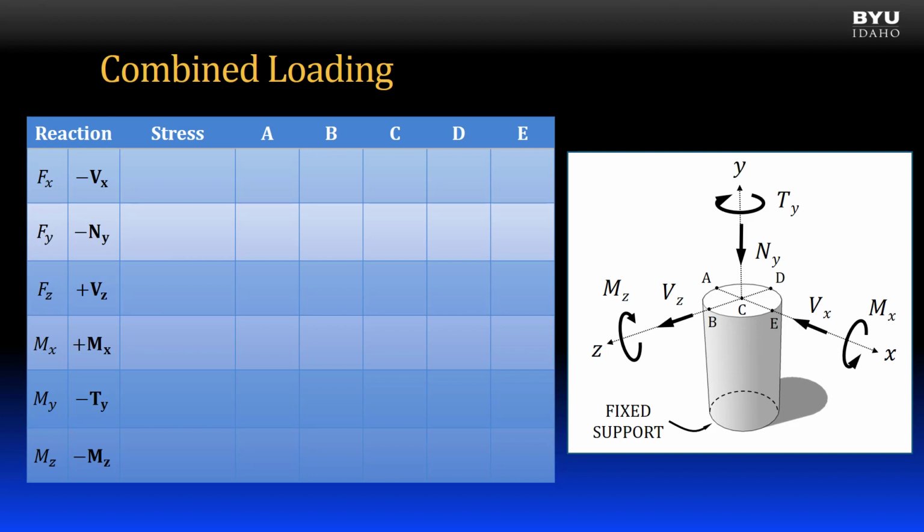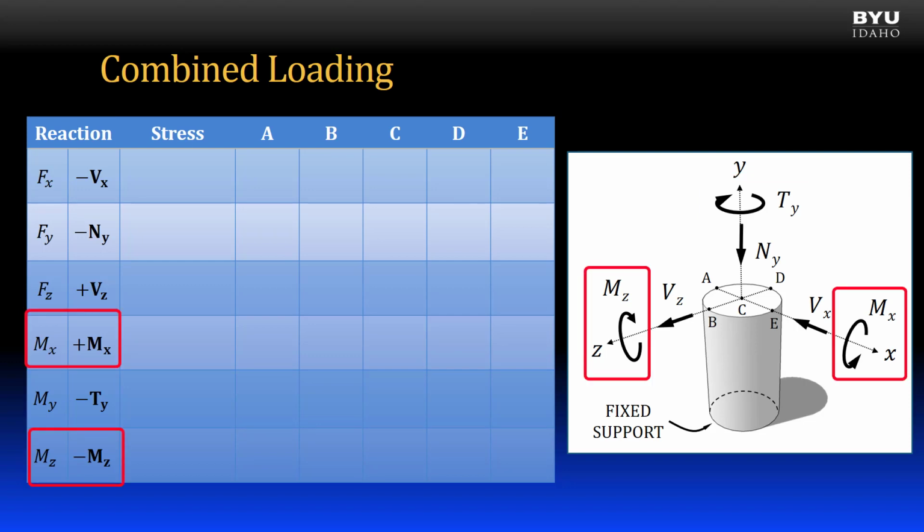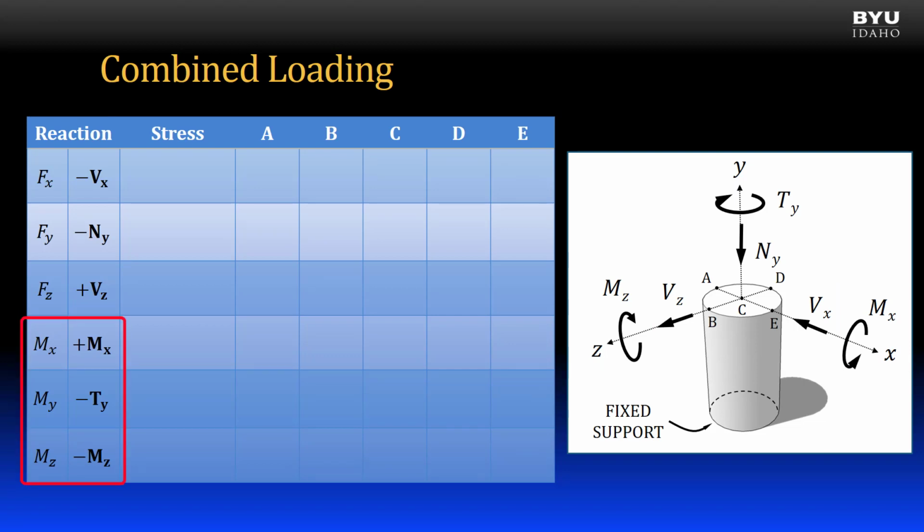With the axes defined, I can now identify that the moment about the y-axis is the torque. The other two moments are bending moments. There will always only be one possible torque and two possible bending moments. I determine sign by the right-hand rule. The magnitudes of these forces and moments are determined using the equations of static equilibrium.